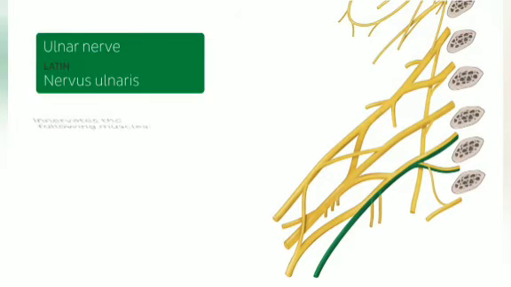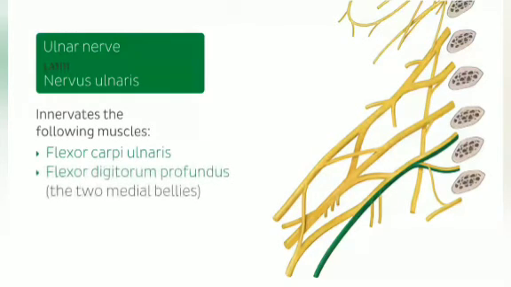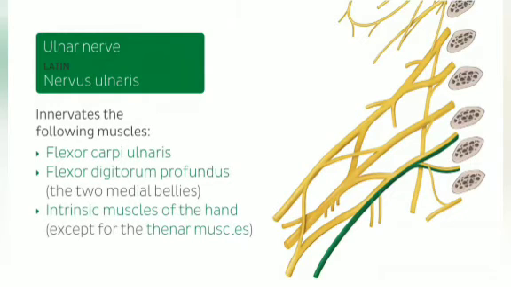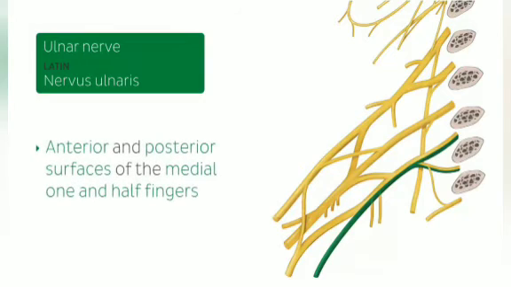The ulnar nerve innervates the following muscles: flexor carpi ulnaris, the 2 medial bellies of flexor digitorum profundus, the intrinsic muscles of the hands apart from the thenar muscles, and the 2 most lateral lumbrical muscles. It also provides sensory innervation to the anterior and posterior surfaces of the medial 1½ fingers and the associated palm area.